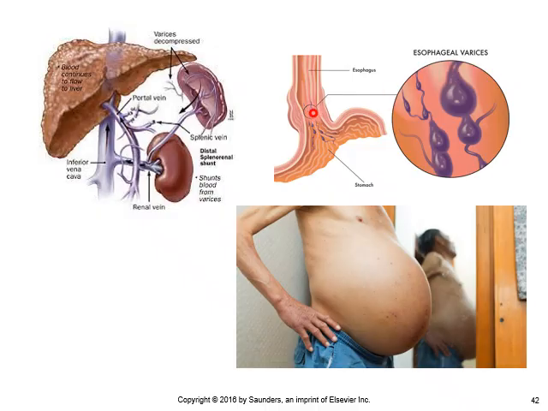Esophageal varices are varices in the esophagus. So if you look, this vessel is dilated.